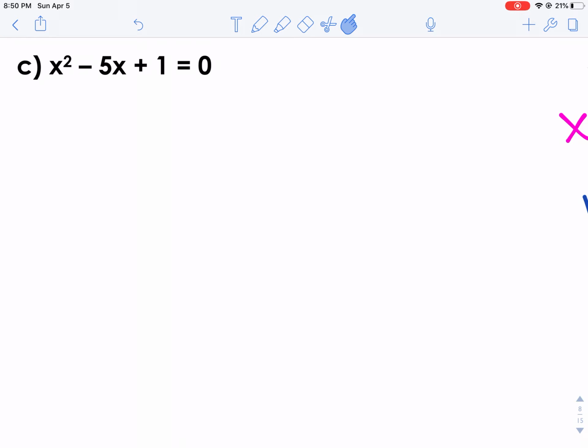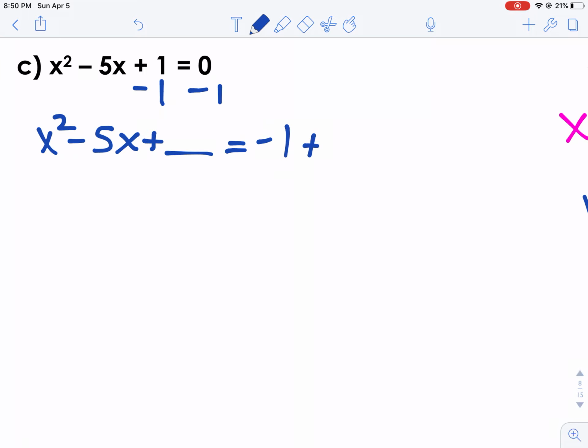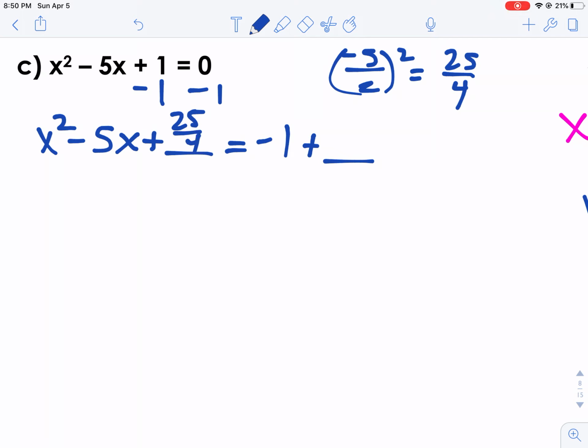All right, so in C, again, we got to do that first step of subtracting 1 from both sides. So we're going to have x squared minus 5x equals negative 1, and we want to complete the square, so we're going to add something to both sides. So we're going to take negative 5, cut it in half, and square it. Now that gives us 25 fourths. And we're going to leave that fraction.